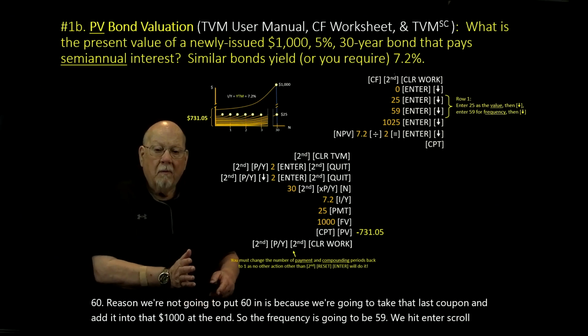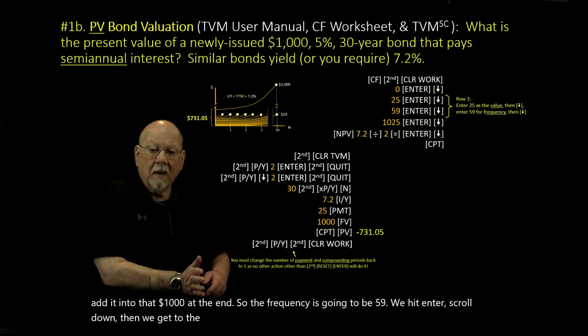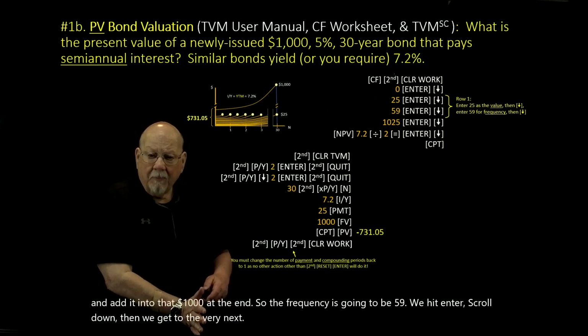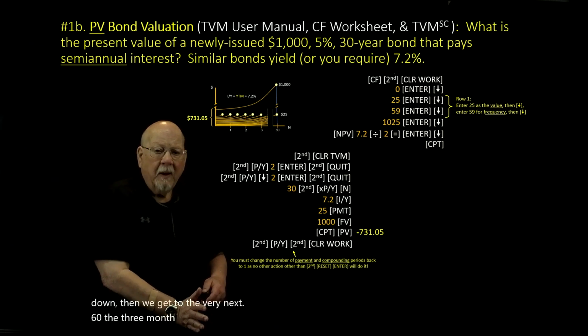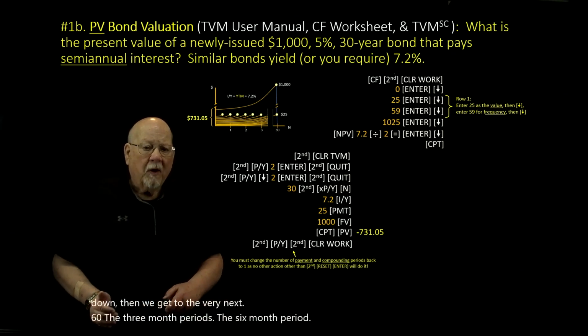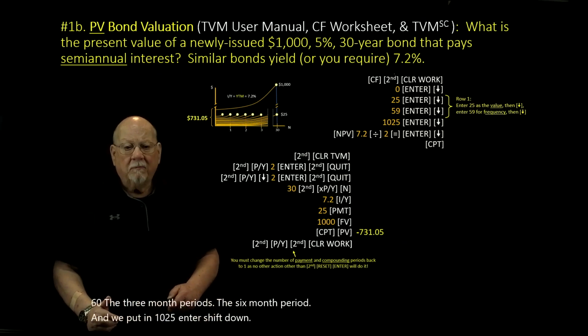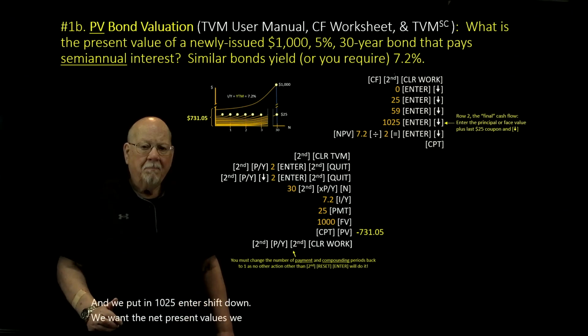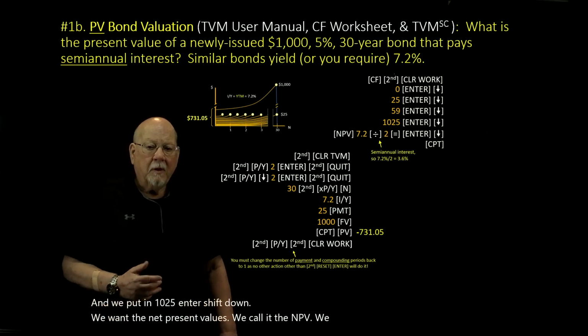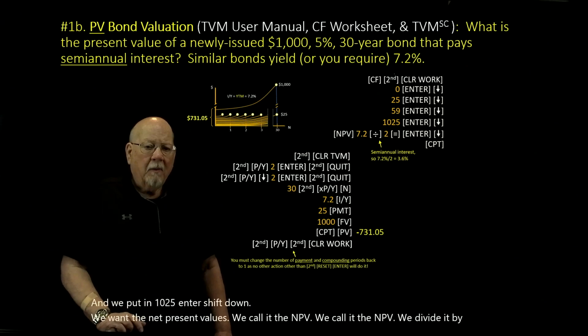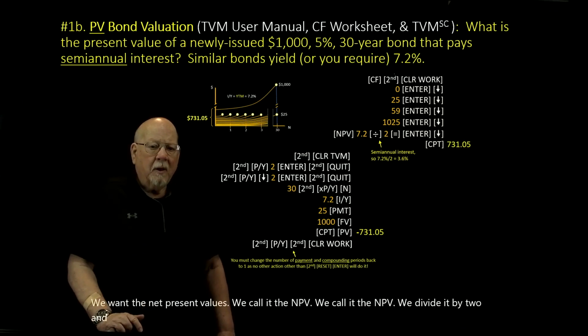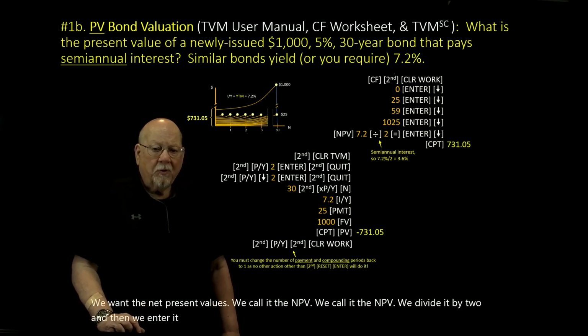Then we get to the very next cell, the 60th, the 6-month period, and we put in 1,025, enter, shift down. We want the net present value, so we call it the NPV. We divide it by 2, and then we enter it and solve, and we get 731.05.